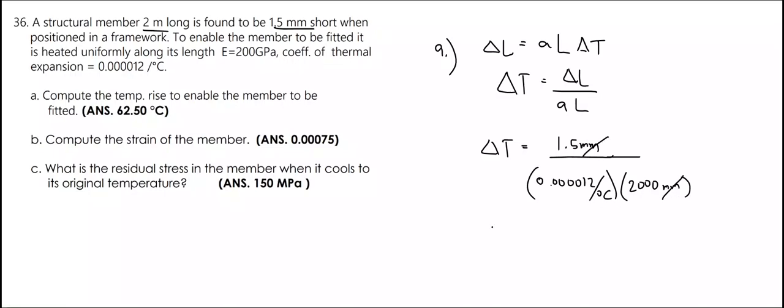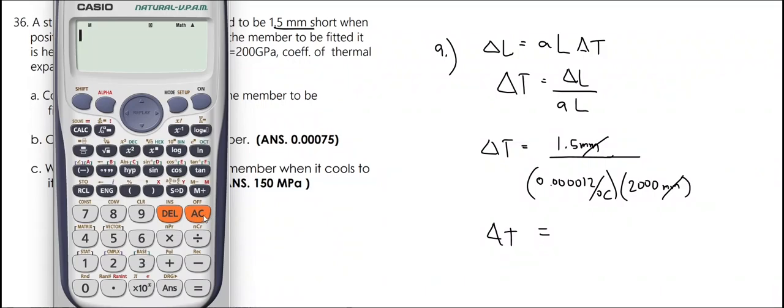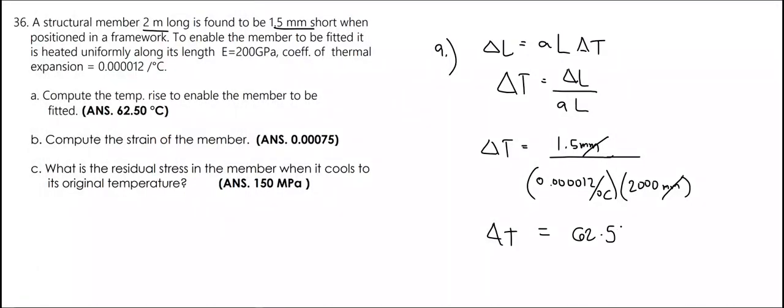We get our final answer, that is delta T equal to 1.5 over 0.000012 times 2000. We have delta T equal to 62.5 degrees Celsius. That's the final answer for the first problem.